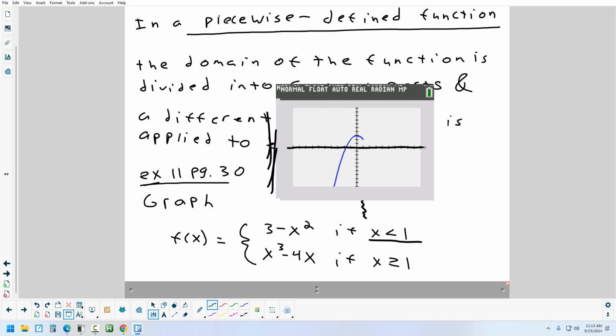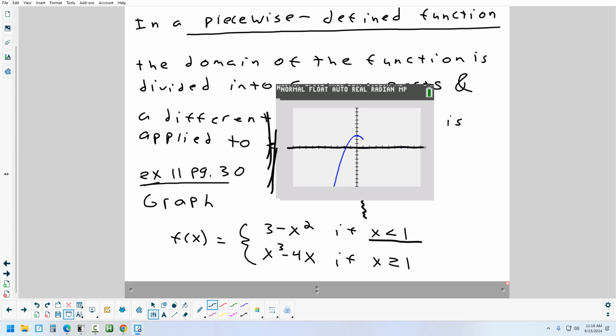So the top one stops at 1. Where does the bottom one start? At what number? Negative infinity, on the x-axis. So the bottom one stops just before 1. And the bottom one is going to start at negative 2.